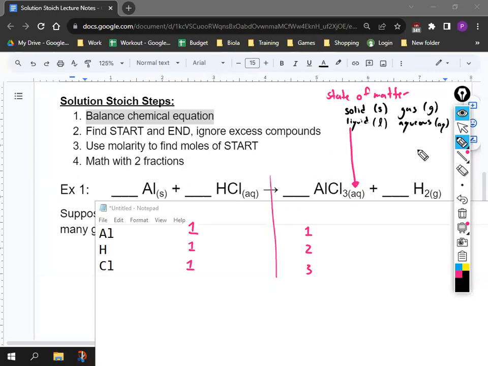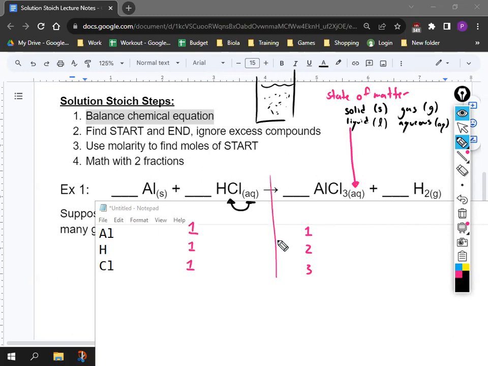Now, aqueous is just a fancier way of saying dissolved in water. So this compound right here has AQ next to it, so that means that HCl is dissolved in water. So you have a solution, and then there's HCl dissolved inside of that solution. That's pretty much all it means.